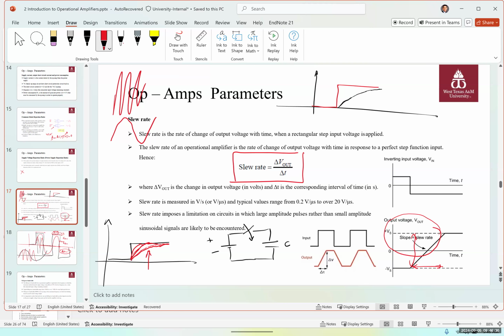Most of the time, we don't want to change the frequency. We want to have the system as fast as possible. Therefore, we should use a faster op amp, I could say.